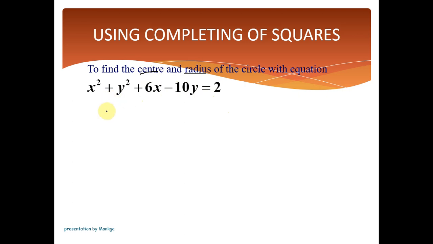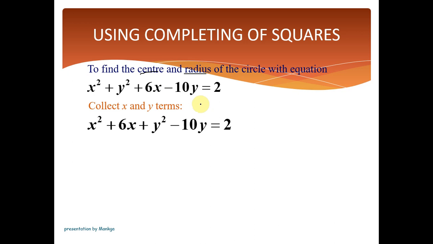First thing that you do, you collect the x's to one side and you collect the y's to one side. As an example, collect x and y terms, then you put them together. X squared and 6x, you put them together like this. Y squared and negative 10y, you put them together, it's equals to 2. Just swap and collect the terms that are similar and you place them together.